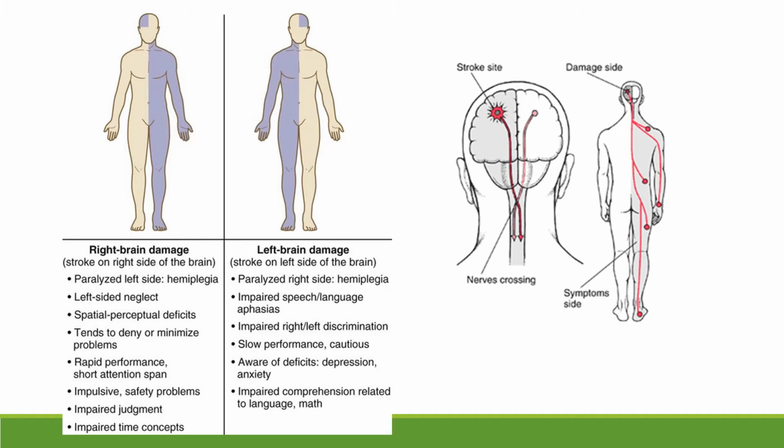So this is just a review from MedSurg 2. Right-sided brain damage. If your stroke is on the right side, you're going to have left-sided effects. So you might be paralyzed on the left side, which is our hemiplegia, or you might have hemiparesis, which is decreased sensation. Left-sided neglect is where you are unable to perceive the left side of the room or your vision field. They often have spatial or perceptual deficits. They may tend to deny or minimize problems.